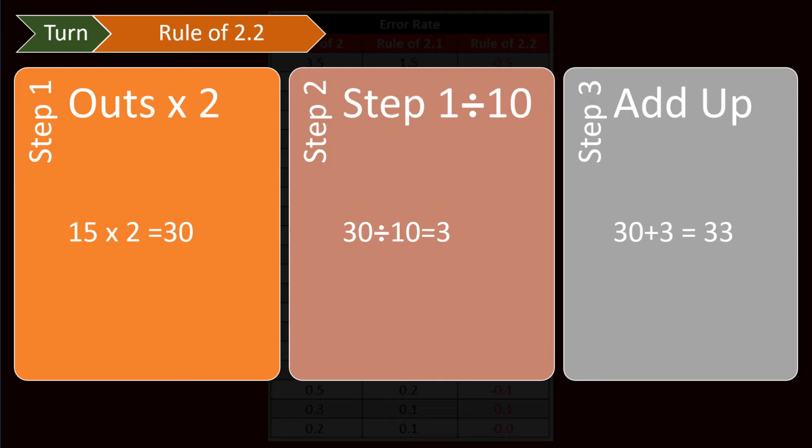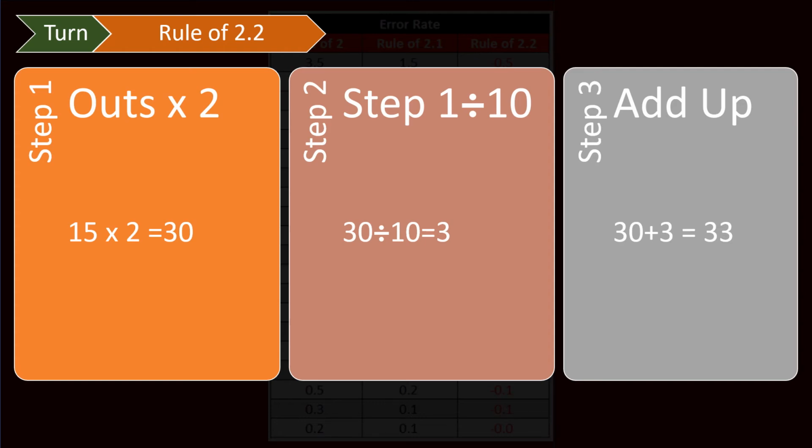So let's look at an example. Let's say that you wanted to count the probability of hitting one of 15 outs between the turn and the river. So the first step would be to multiply the number of outs by 2. 15 times 2 is 30. The second step would be to divide this result by 10. So 30 divided by 10 is 3. And the third step is to add the results of step 1 and step 2 together. So 30 plus 3 is 33.